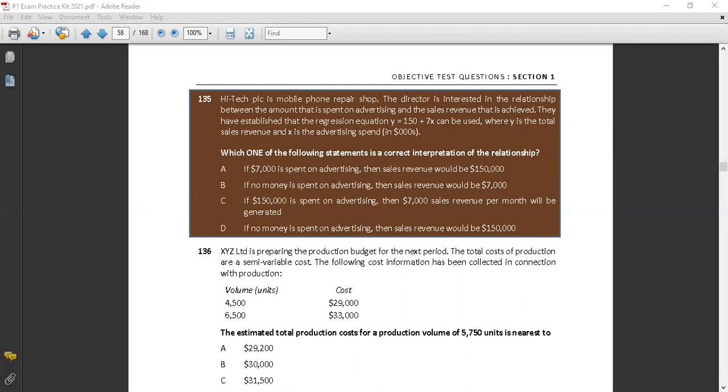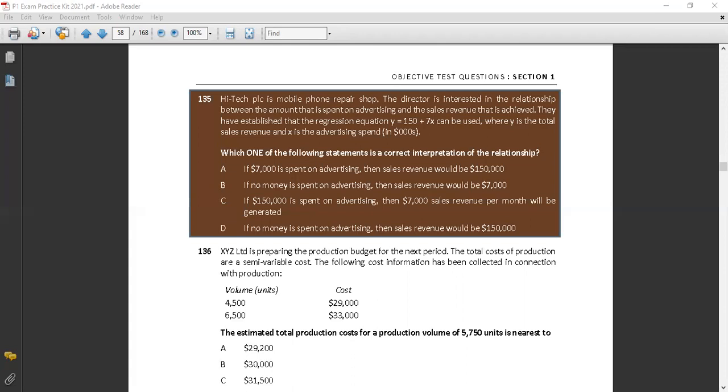What's the equation? This is question number 135. The equation is given as y is equal to 150 plus 7x, no numerical calculation. X is what? X represents advertising spend. Y is the total sales revenue, and X is the advertising spend in $1,000.